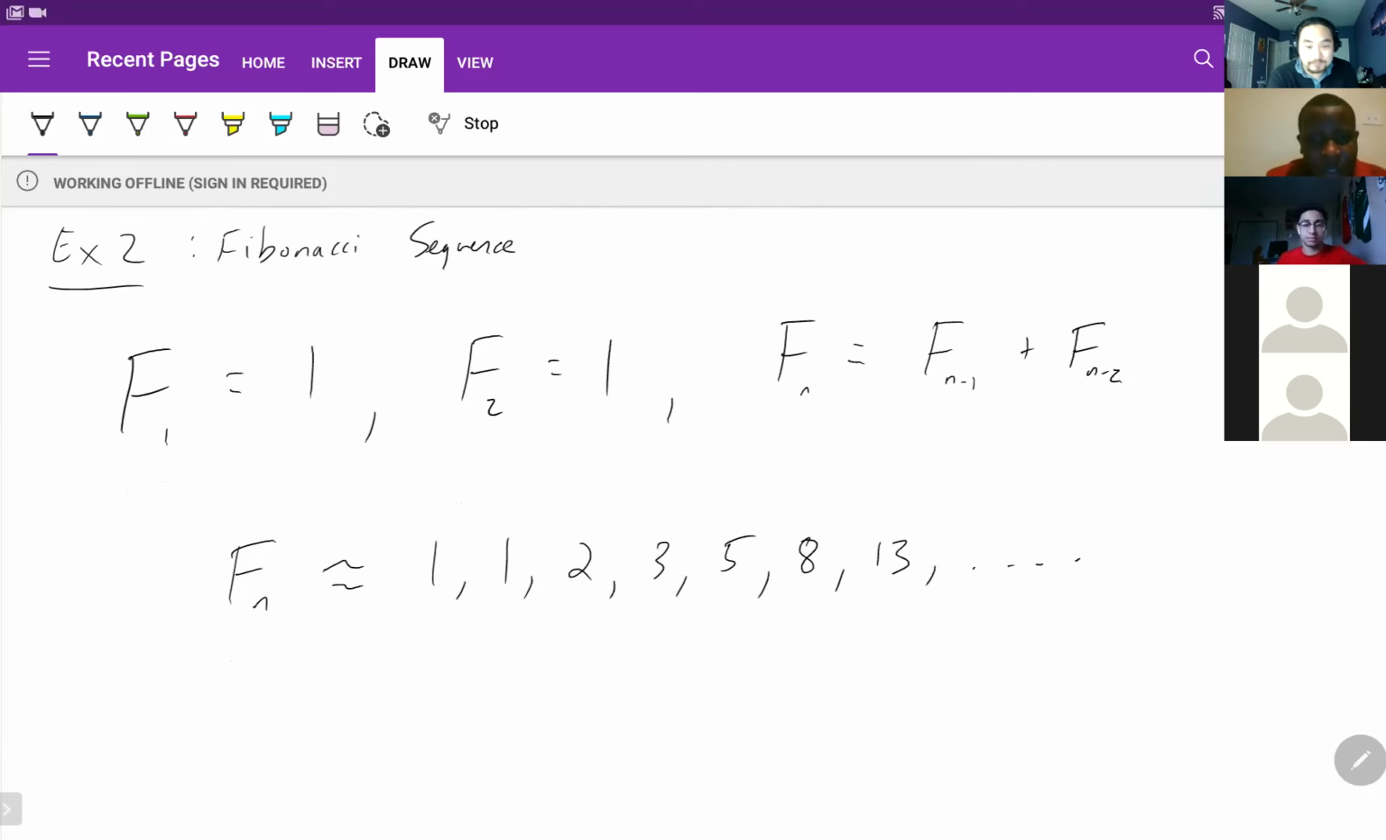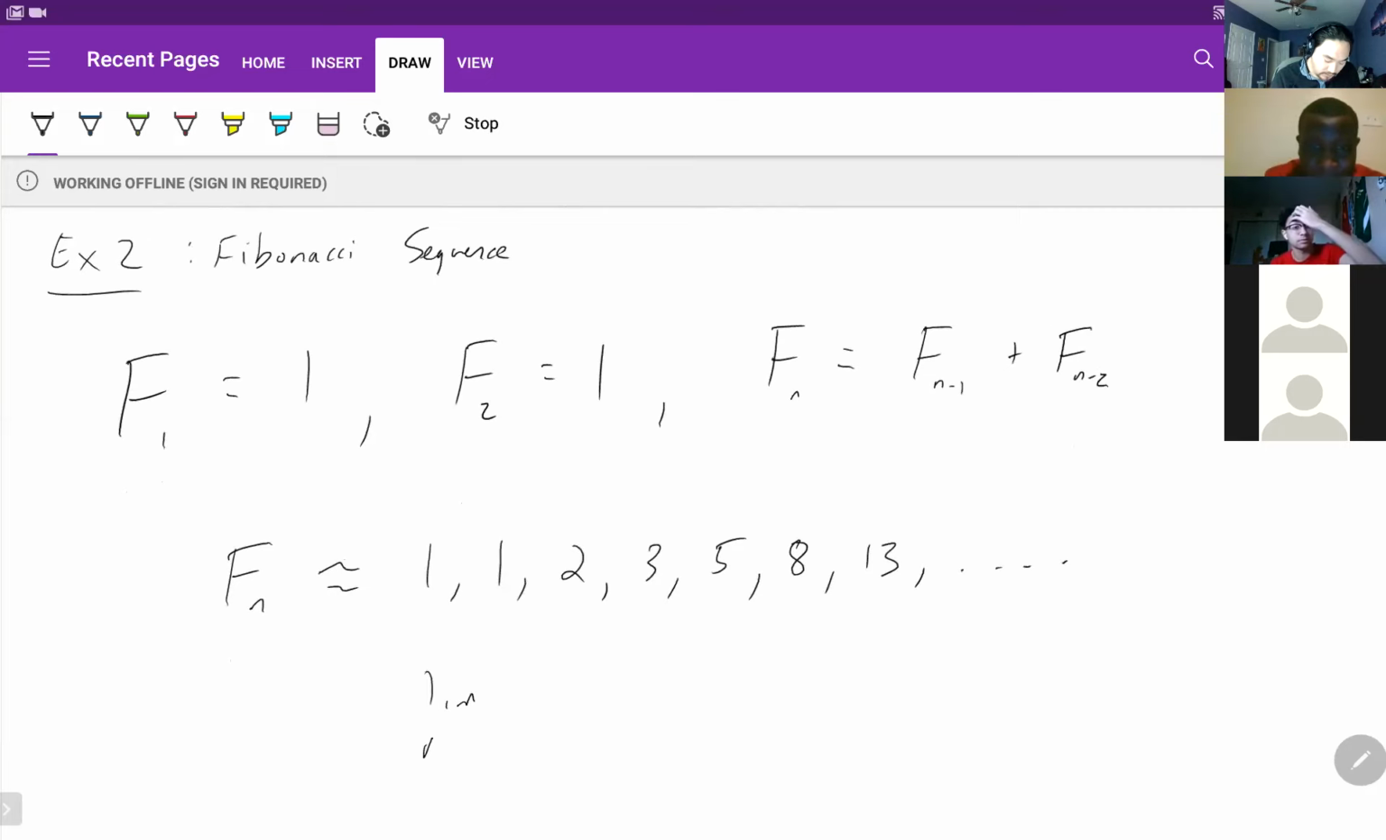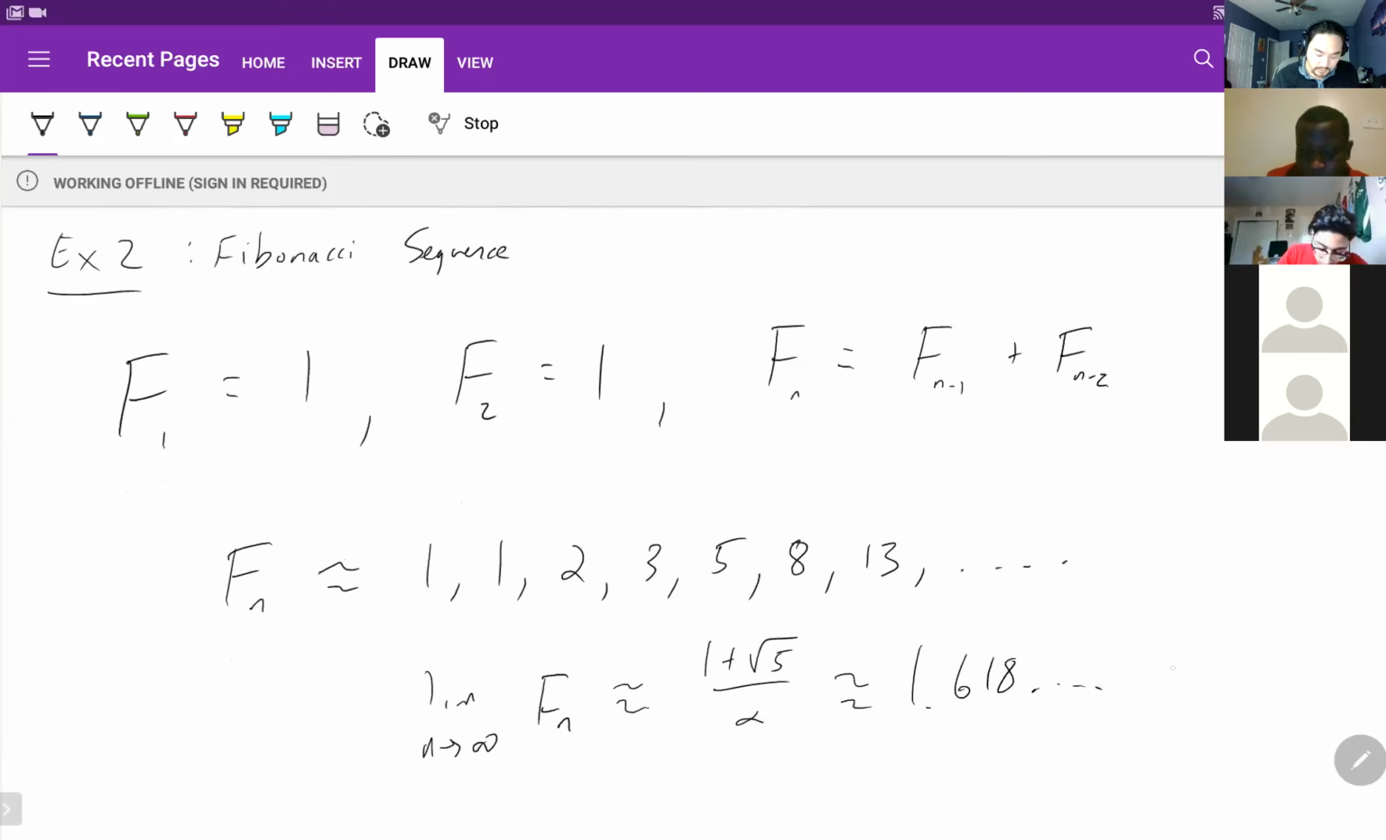Anyways, so yeah, that's the Fibonacci sequence. But as you go on and on, if you take the limit as n goes to infinity of the ratio of consecutive terms in our Fibonacci sequence, it starts to approach 1 plus root 5 over 2, which is also 1.618, and so forth. It approaches this guy. It's called phi.